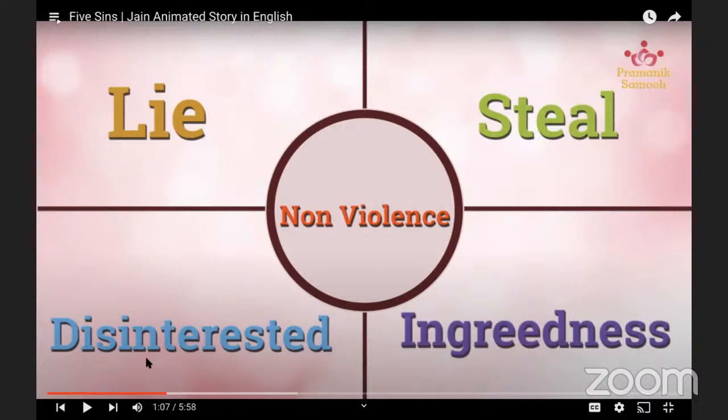So these are the names of the 5 paps or 5 sins that we should be avoiding. Okay, how do we avoid that? What are the things? Let's cover that next.